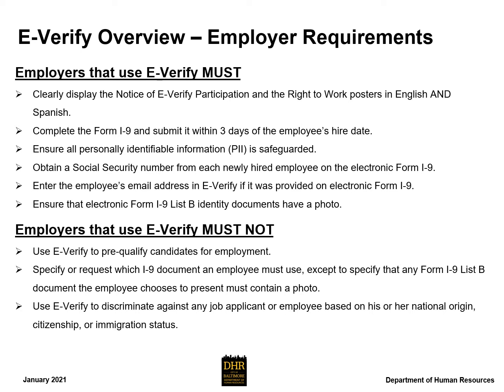They must ensure all personally identifiable information, PII, is safeguarded. They must obtain a social security number from each newly hired employee on the electronic Form I-9. They must enter the employee's email address in E-Verify if it was provided on Form I-9. And finally, they must ensure that Form I-9 List B identity documents have a photo.